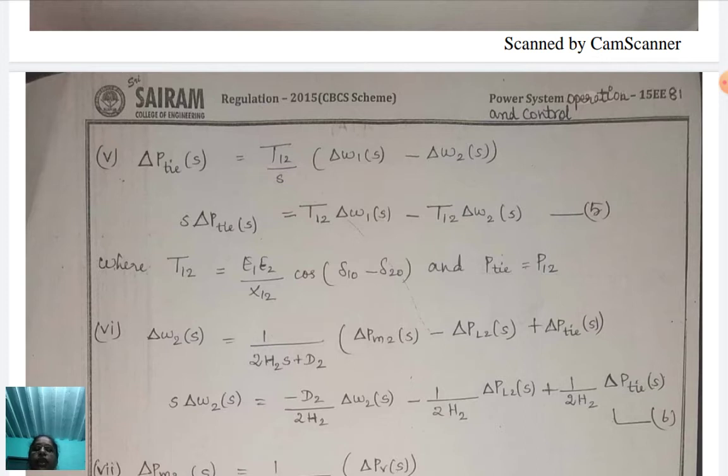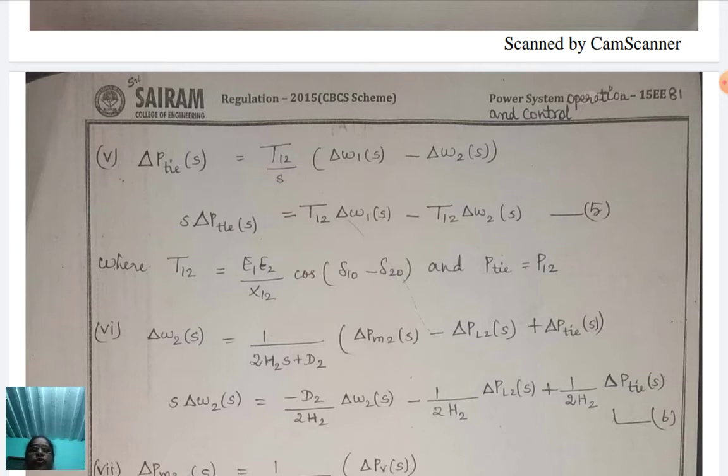Then s into del P tie of s equals T12 into del omega 1 of s minus T12 into del omega 2 of s, where T12 is equal to E1 E2 divided by X12 into cos of del 10 minus del 20, and P tie equals P12. P12 is nothing but the power interchange between area 1 and 2 only.